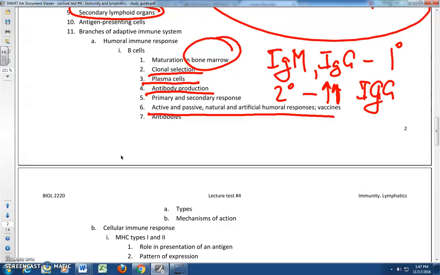So in active response, great question. In active response, your immune system is actually exposed to the antigen, whether it's an infection or vaccine. In passive response, you passively transfer antibodies from a person with antibodies to a person without. Does that make sense? You see the difference?